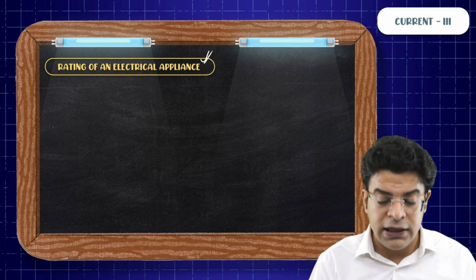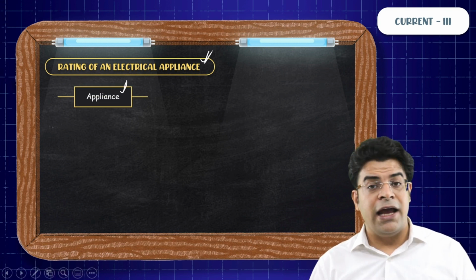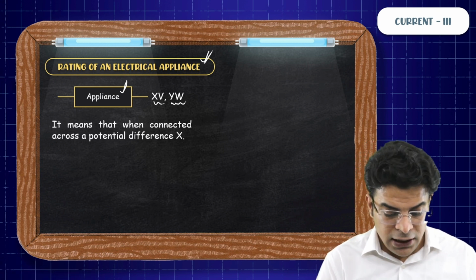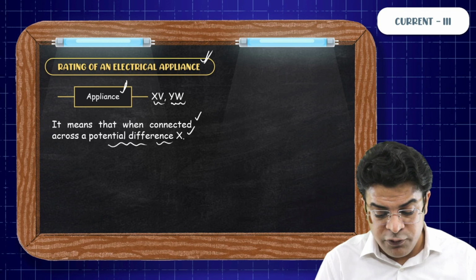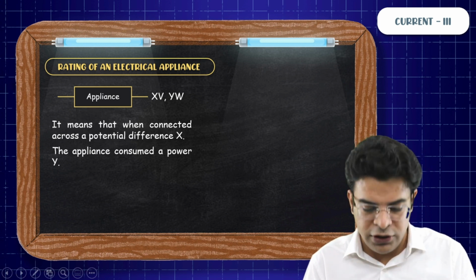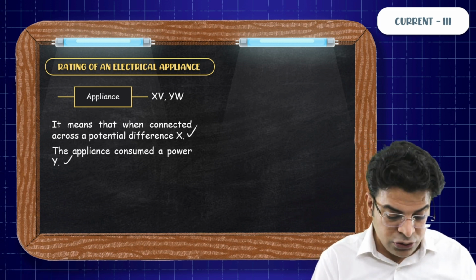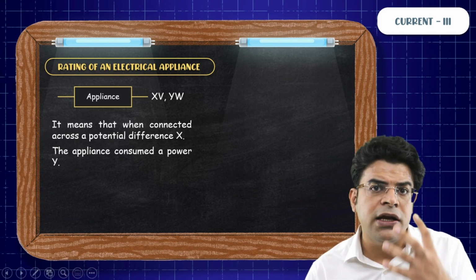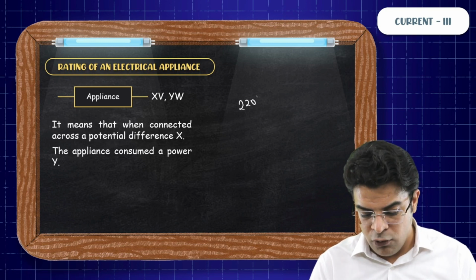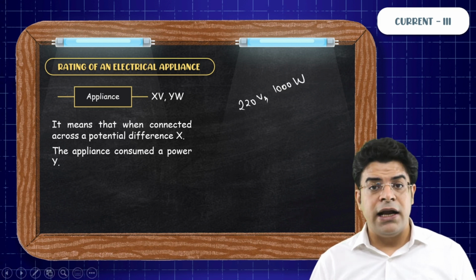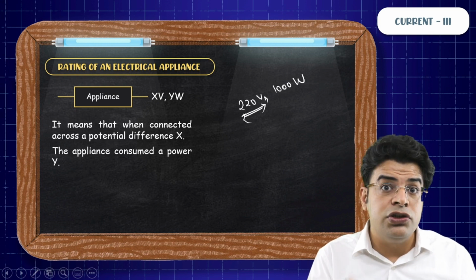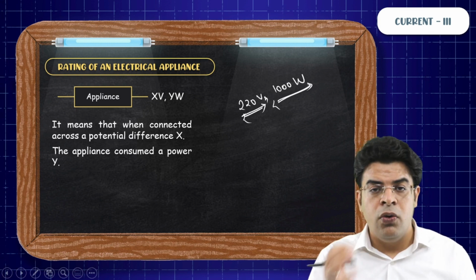So how do we rate an electrical appliance? If an appliance is rated as X volt, Y watt, it means that when connected across a potential difference X, the appliance consumes a power Y. This is the meaning of the rating of an electrical appliance. So if the AC in my house is rated 220 volt, 1000 watt, it means that when connected across a potential drop of 220 volt, my AC consumes a power of 1000 watt. That's the whole idea.